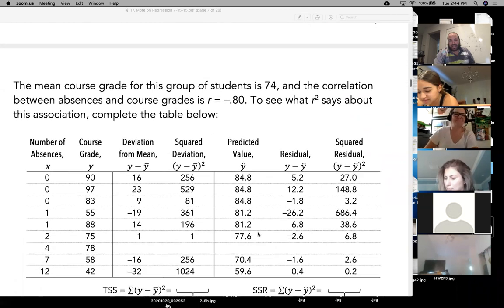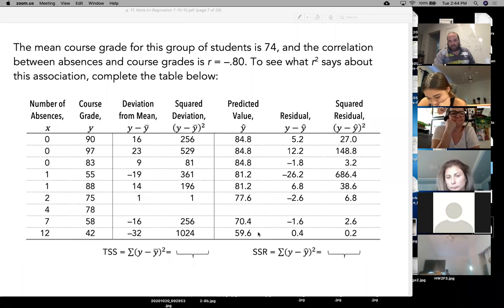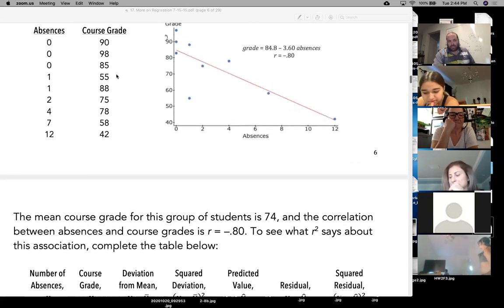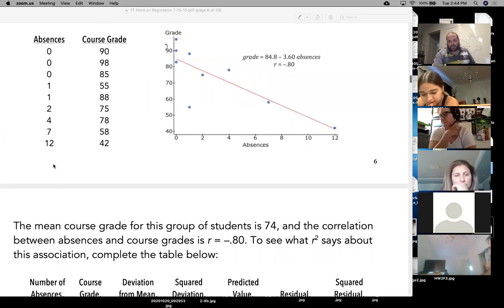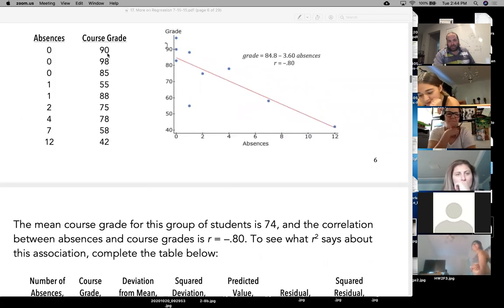Okay, now let's dive deeper into this. We're going to do some calculations here because there's a few mistakes on this page, so hopefully someone can find them before I do. First, we've recopied the number of absences, 0, 0, 0, 1, 1, 2, 4, 4, 7, 1, 2. Let's see if that's correct. Copied it correctly.